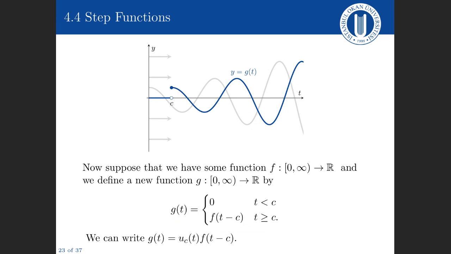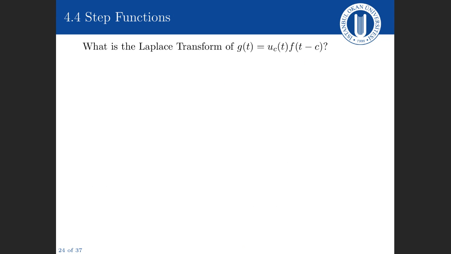We can write a function like this in terms of the unit step function, using the same ideas as we did before. The function starts at 0, so it's going to be 0 plus something. There's a jump at c, so it's going to be 0 plus something uc, and the jump is function on the right minus function on the left. The jump is f of t minus c. We can write this new function as uc multiplied by f at t minus c. And then we might ask, okay, what is the Laplace transform of g?